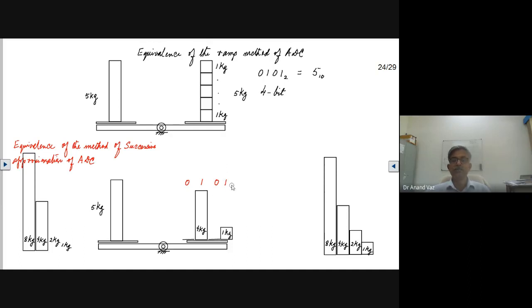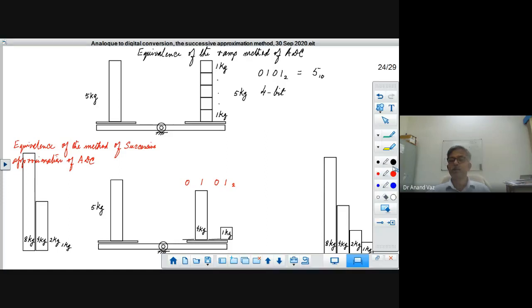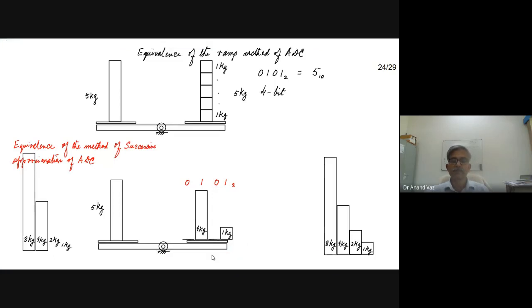And naturally, this is telling us that this is the digital representation of 5. It's in terms of this. So this is what actually the method of successive approximation is. And how are we going to implement it in actual, in a schematic? Let's see that. So we have some time. Let's just discuss this aspect as well.